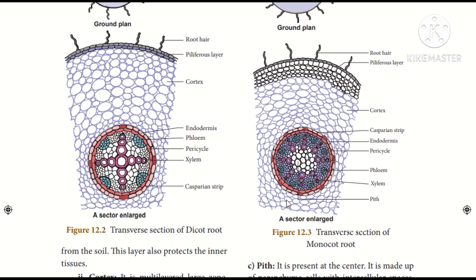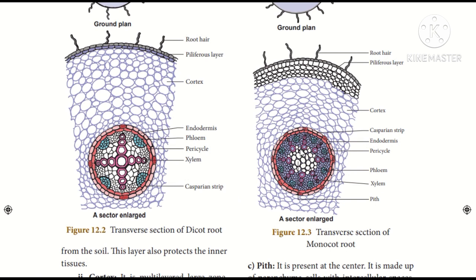In cortex also no change. All the points included under the dicot, the same points you can repeat for the monocot also. So what is the cortex? A multi-layer zone consisting of parenchyma, and intercellular spaces are present. The main function is storage. And in endodermis also there is no change. That is, the innermost layer of the cortex is called the endodermis.